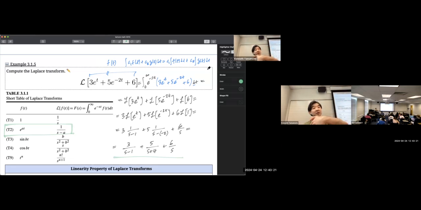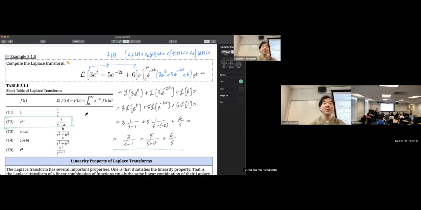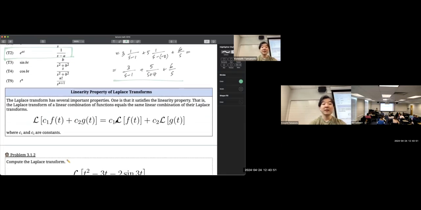Because of linearity of integration, the constants can get pulled out. And so it decomposes into just 3 times the Laplace transform of e to the t, 5 times the Laplace transform of e to the negative 2t, and 6 times the Laplace transform of 1. And we looked at both of those cases. We know the Laplace transform of 1 is 1 over s. We know the Laplace transform of e to the at is equal to 1 over s minus a, just that the a is different now. It could be like 1 or negative 2 or 3 or something. Okay, so this is a property that just follows from the linearity of integrals.